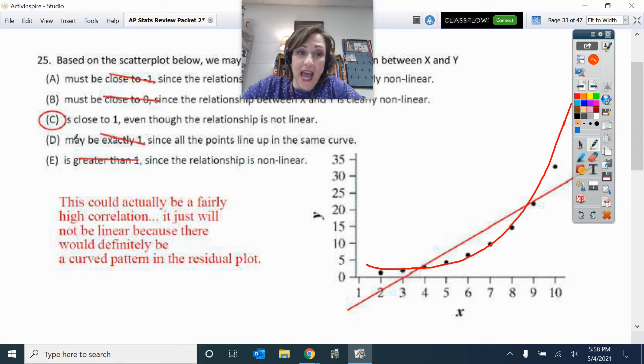So it could actually have a fairly high correlation, because I know it's not close to negative one or zero. It's not exactly one, and it cannot be greater than one. So basically, by cutting out those other components, you can see that it's close to positive one, even though it's not exactly linear. All right, so there are those multiple choice questions.